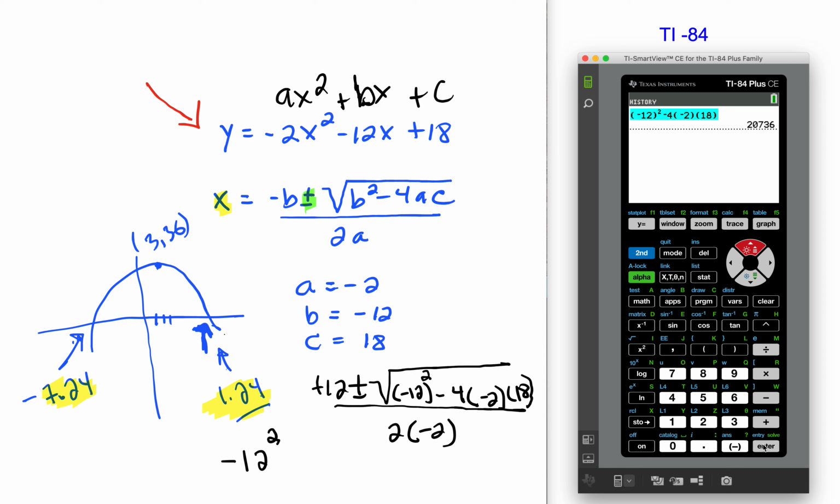So what we want to do is minus. Okay, so -4 times -2 times 18. Let me check, did I get this right? And I did -12 right, see, -12 in the parentheses, then squaring it. And look at that, it's a different answer. Does it look exactly the same? It does, because this one has the minus and this one has the negative.